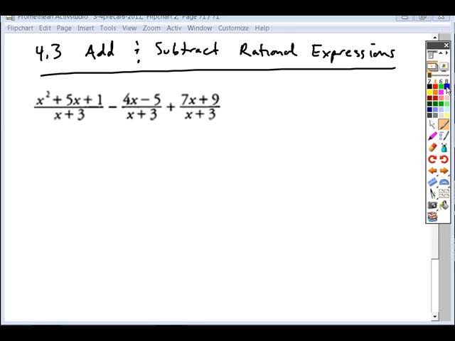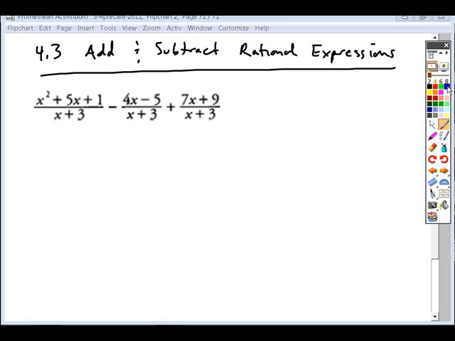All right, what I want to do is go through the steps for adding and subtracting rational expressions. I'm going to show you how you maybe have been taught, and I'll show you how I explain it so that you can see the differences. The methodology isn't all that different. I just try to be a little more efficient.